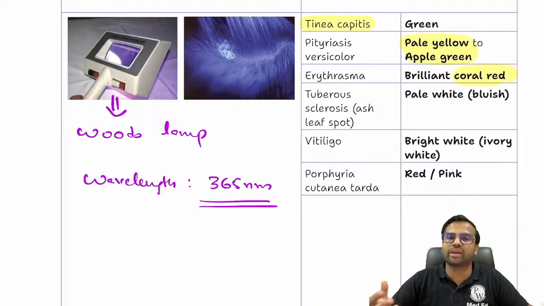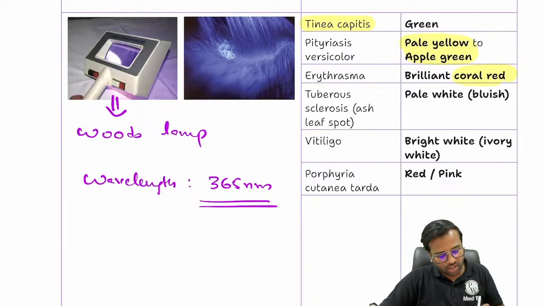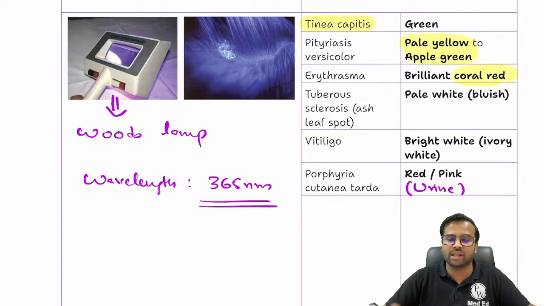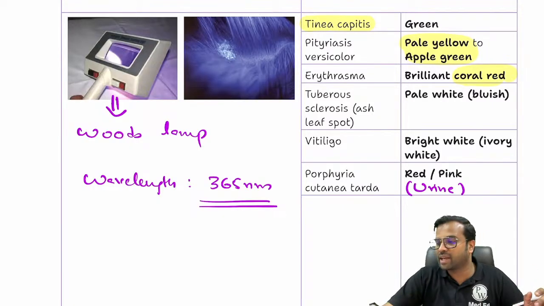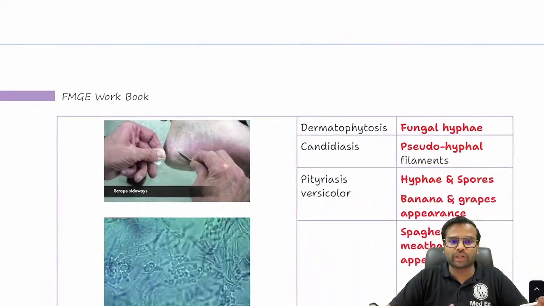Some diseases like vitiligo will give you white, and porphyria cutanea tarda, especially in the urine, will give you a red or a pink color fluorescence. So this is very important that you remember the findings of the Woods lamp. So this table is again very important for all of you. So moving to the next one.